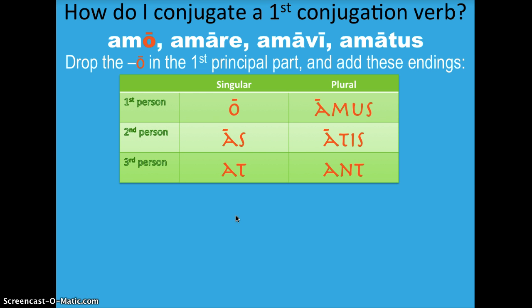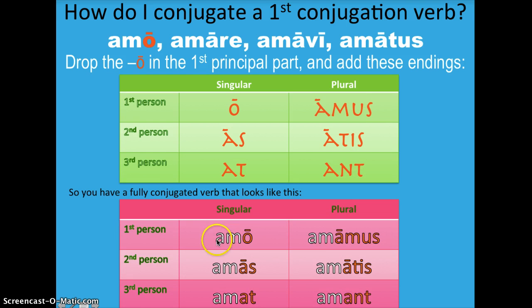Okay, so let's conjugate a first conjugation verb in the present tense. Here we have the principal parts. This is what you would find in a dictionary: amo, amare, amavi, amatus. And we're going to drop the o in the first principal part and add these endings: o, s, t, mus, tis, nt. So it looks like this. Again, we have amo. We're going to cut off that o and add o again, s, t, mus, tis, nt.